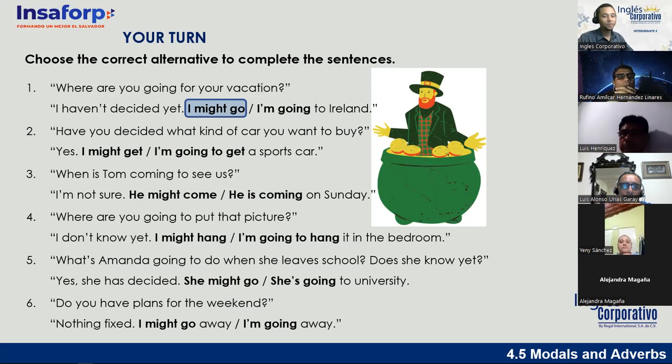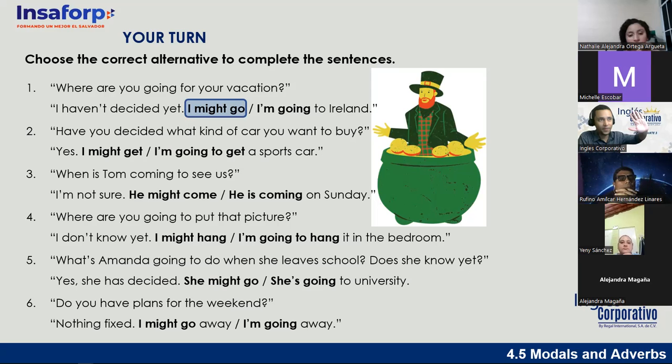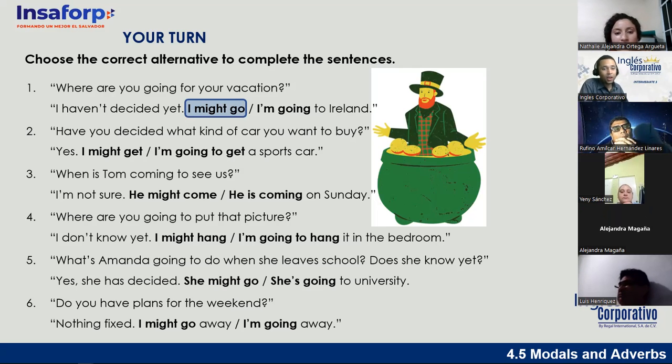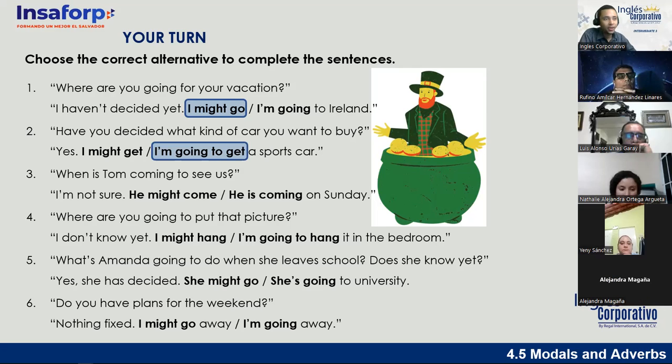Number two. Who wants to try? Natalie and then Michelle. So, Natalie, have you decided what kind of car you want to buy? Yes, I'm going to get a sports car. Okay, Natalie says, yes, I'm going to get a sports car. This is not a possibility. She is sure about it. So she says, I'm going to get a sports car. Thank you, Natalie. Michelle wanted to participate. Number three.